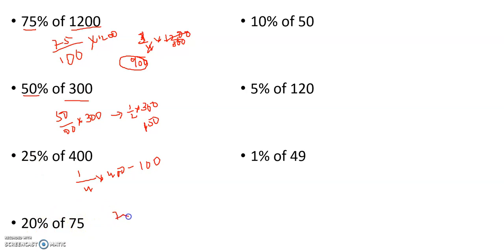20% of 75 is 75 by 5, which is around 15. And 10% of 50: to calculate 10% you can just calculate it orally, so 10% of 50 would be 5. Instead of writing 10 by 100 into 50, you get the same. To calculate 10%, you can just remove the digit.